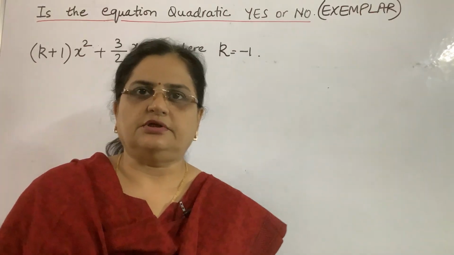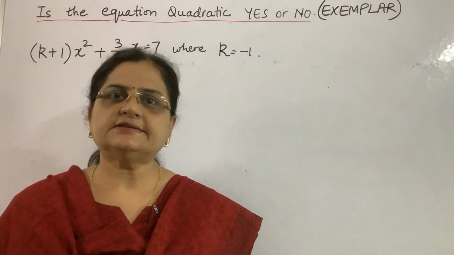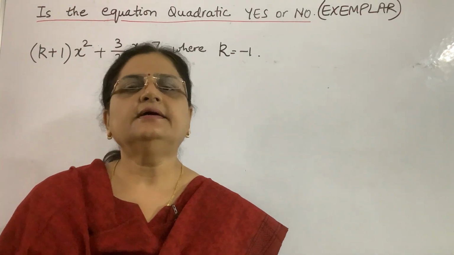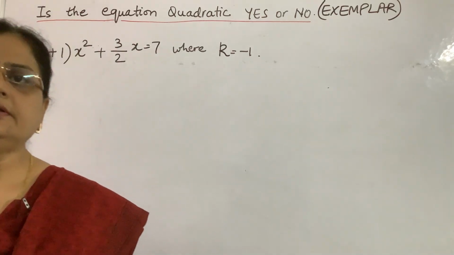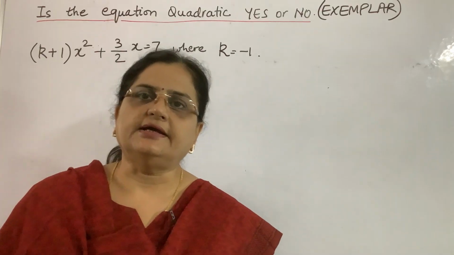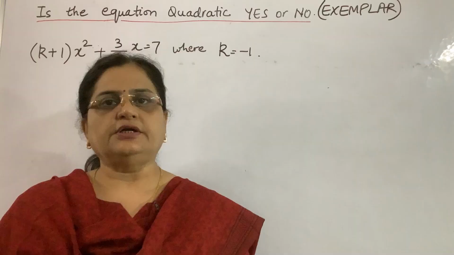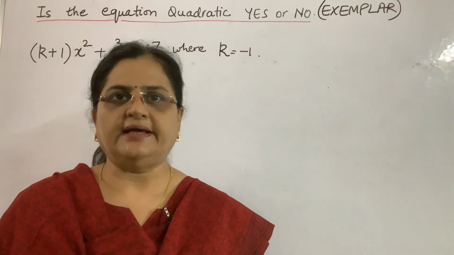You will say no, it is not a quadratic equation. Is the equation quadratic? Say yes or no. So whenever we see this kind of a question, what is our thinking process? हमें सोचना कैसे है? That the equation on simplification should take the form ax square plus bx plus c is equal to 0, or it should have a term x square in it.